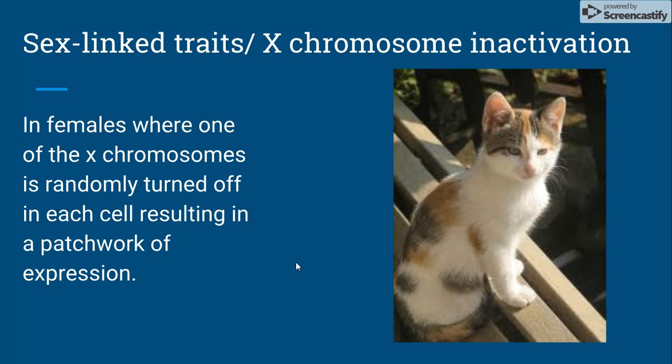Then we have X chromosome inactivation. In females, we have 2 X chromosomes, so we have to turn 1 off. This is usually random, and this is how we get calico cat expression. Calico cat, the black and orange are on the X chromosomes, and whichever one gets turned off, the other one gets expressed in that patch of fur.